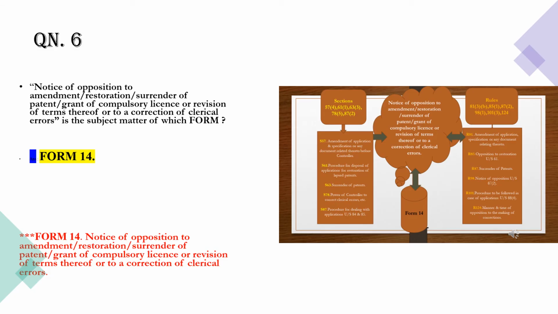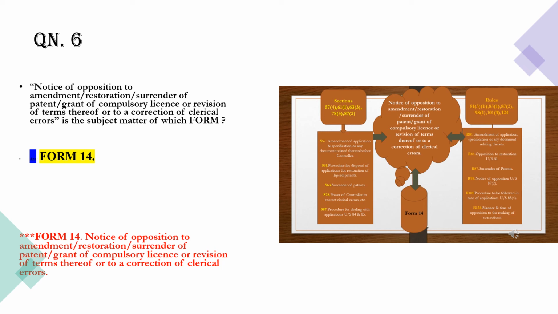Now, we'll go to question number 6. Notice of opposition to amendment or restoration or surrender of patent, grant of compulsory license or revision of terms thereof or to a correction of clerical errors. This statement is the subject matter of which form? The answer is form number 14.